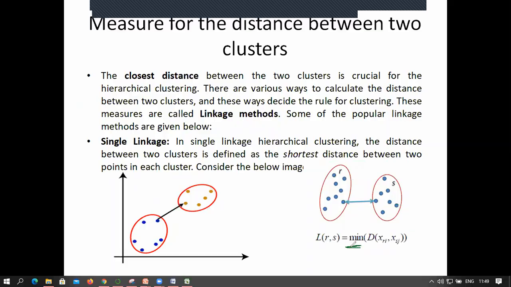And which will be that minimum one? The one data point in this cluster which is closest to the other cluster, and the one data point in the other cluster which is closest to this cluster, like this one. So you are actually finding the distance between these two. That would be the distance between these 2 clusters.